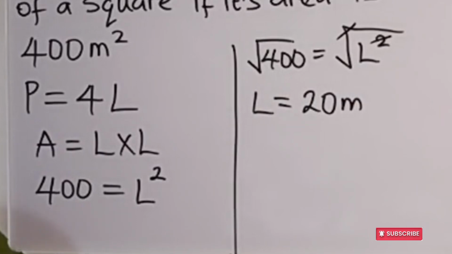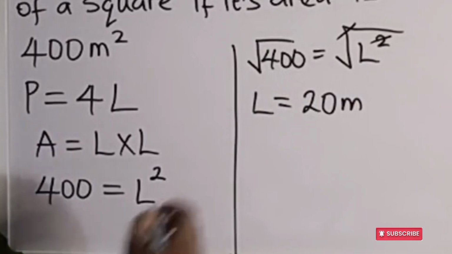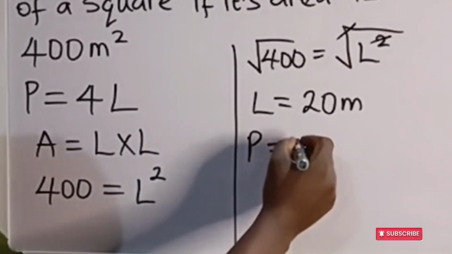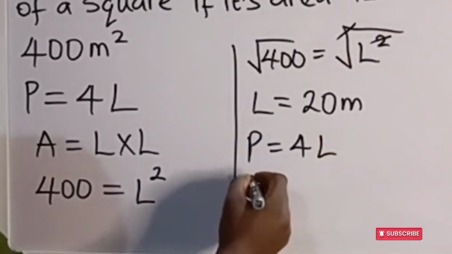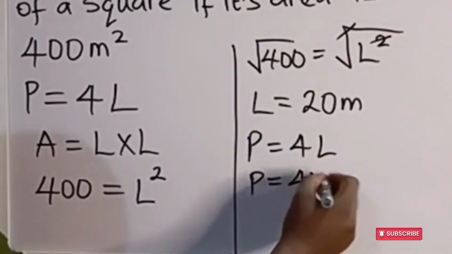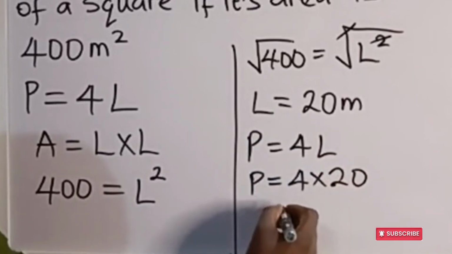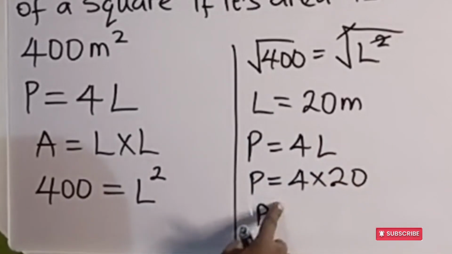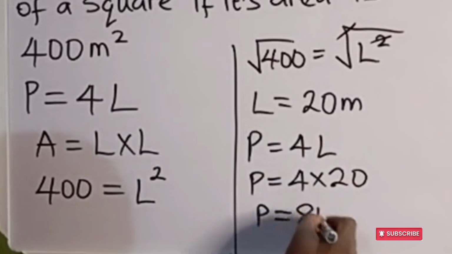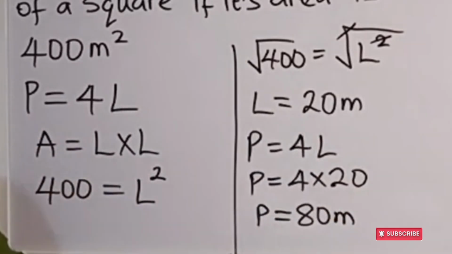So since we've gotten the length, we can easily find the perimeter. Perimeter is equal to 4 length. Perimeter is equal to 4 times 20. Therefore, perimeter is equal to 80 meters. So that's the perimeter, 80 meters.